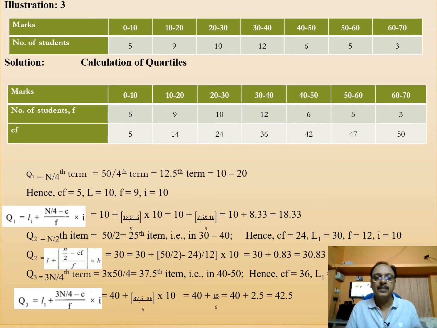30.833. Then Q3 is the 3n by 4th item, that is the 37.5th item. The 37.5th item is in 42, not in 36. Thereby that class interval is 40 to 50. Thereby L is 40, CF is just before that, that is 36. Then F is 6. Then applying this formula, you will be getting 42.5.